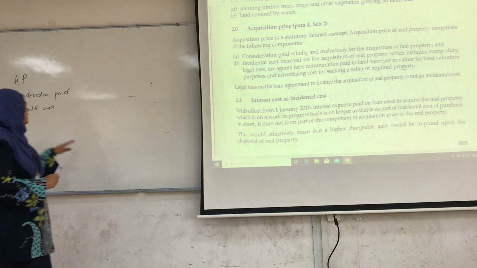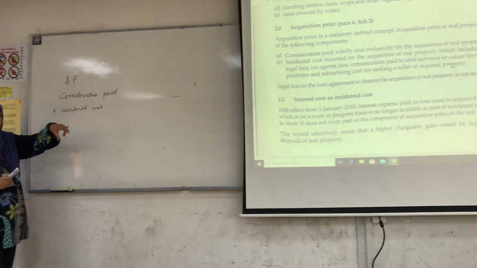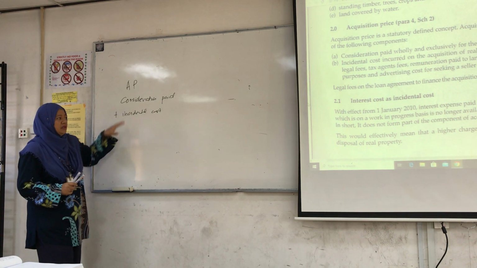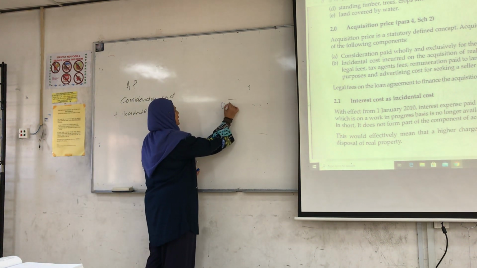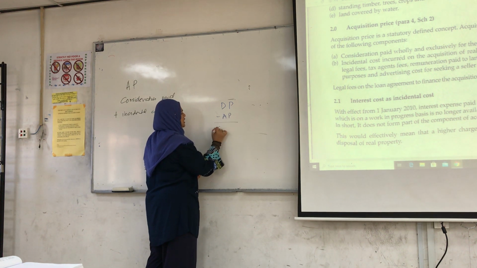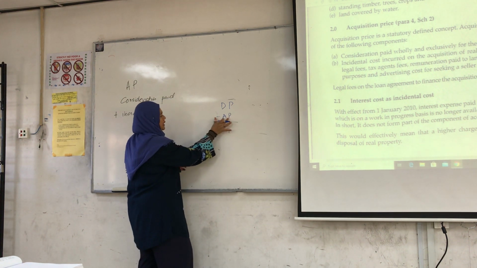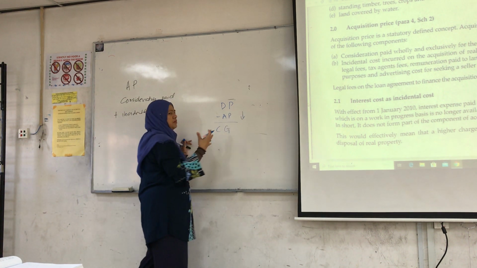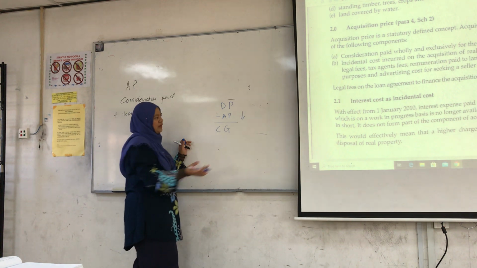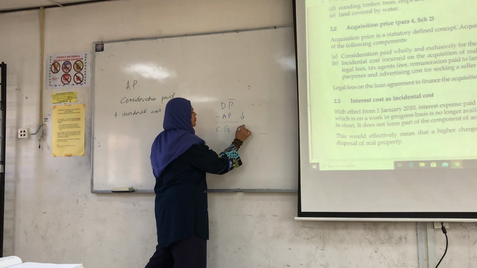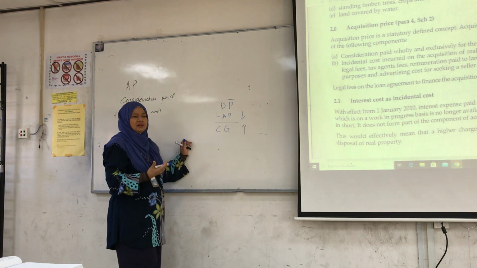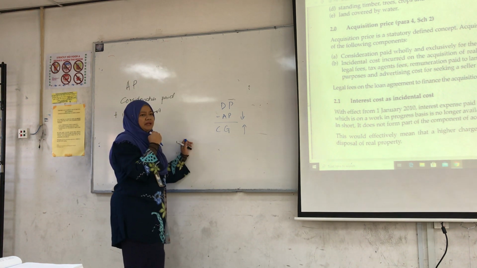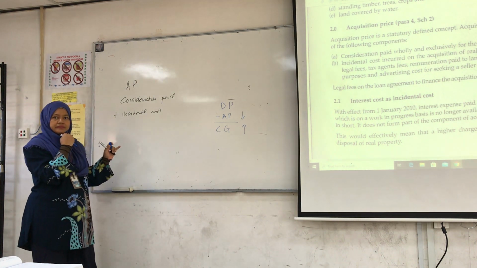It means that previously the interest on loan was part of your incidental cost. Now it's no longer. So when you look at the disposal price minus acquisition price, that is your chargeable gain, right? So the acquisition price, previously it was higher, but now it's lower because you cannot claim any more interest expense. So when this is low, then your chargeable gain will be higher. It means that you have to pay more RPGT. Why? Because you can no longer take that interest expense as part of your incidental cost.